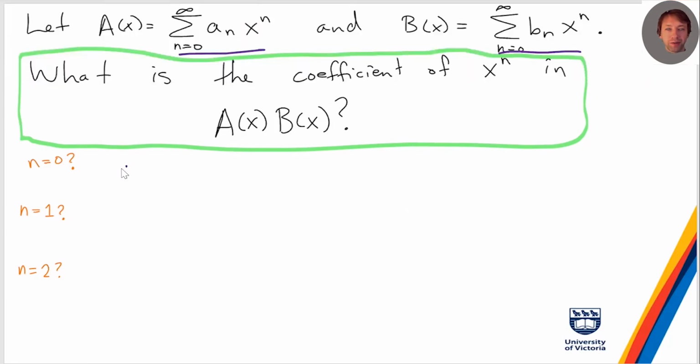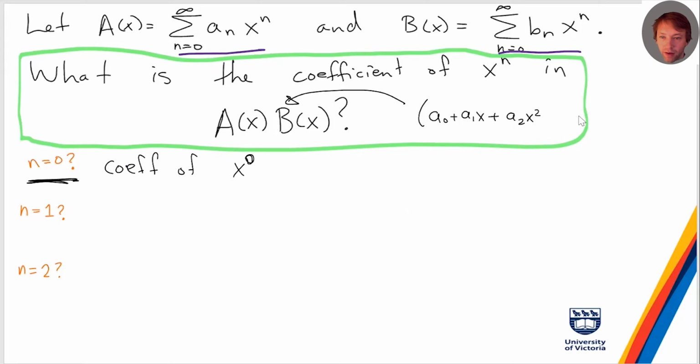Just to build it up slowly, can anyone see what the coefficient of x to the 0 is going to be? So the coefficient of the constant term. Note that A of x times B of x is a0 plus a1 x plus a2 x squared and so on, times b0 plus b1 x plus b2 x squared and so on. It's going to be something involving the a's and the b's. What's a formula for the constant term that doesn't depend on x?